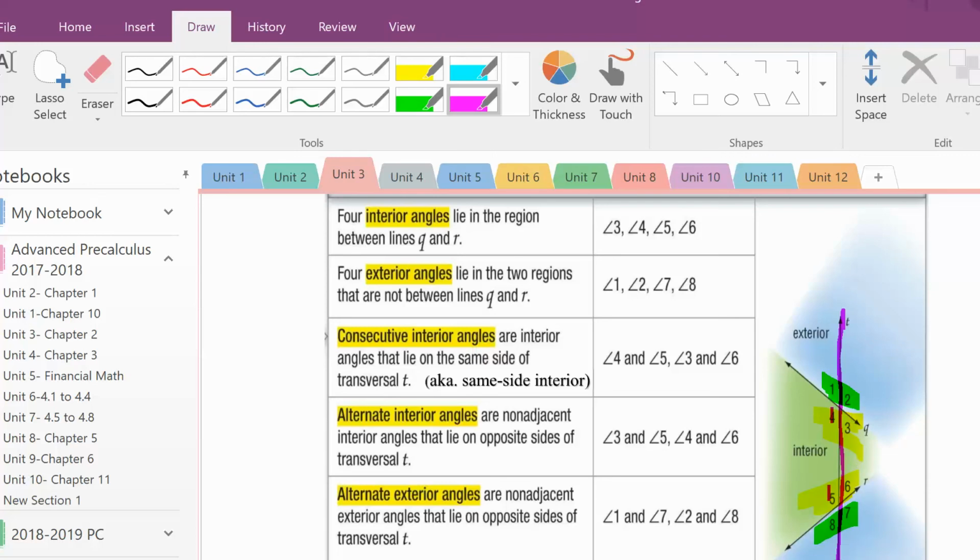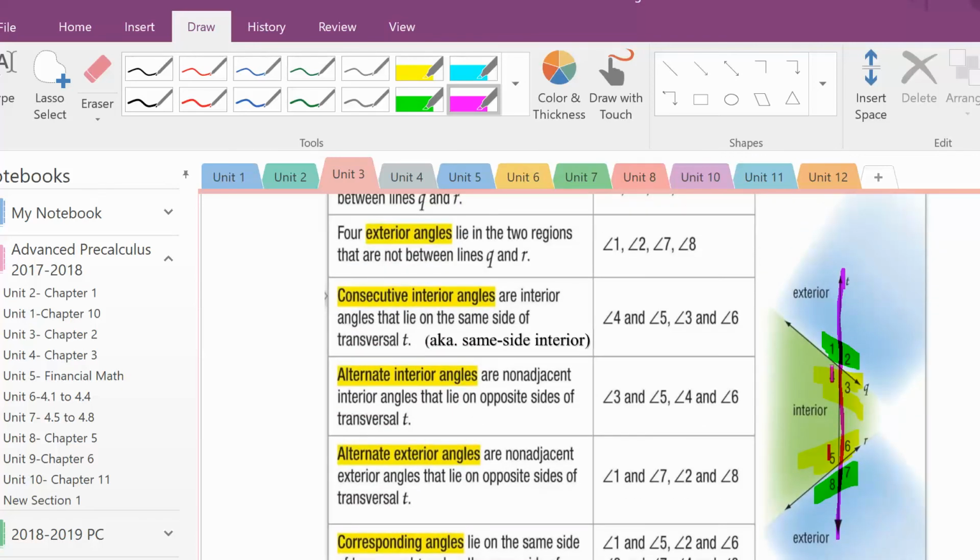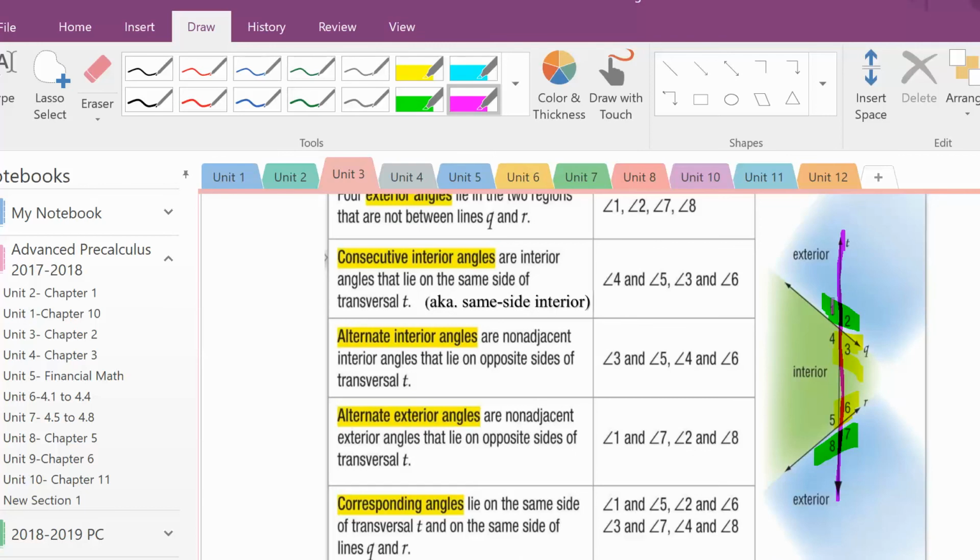Those are consecutive interior. If they are on alternate sides of the transversal and they're not adjacent, like 4 and 6 and 3 and 5, then they are what are called alternate interior angles. But notice the 3 and 4 are not alternate interior because they're adjacent. They have to be on opposite sides of the transversal and not adjacent. Same thing with exterior angles. If they're on alternate sides of the transversal and non-adjacent, like 1 and 7 and 2 and 8, then they are what are called alternate exterior angles.